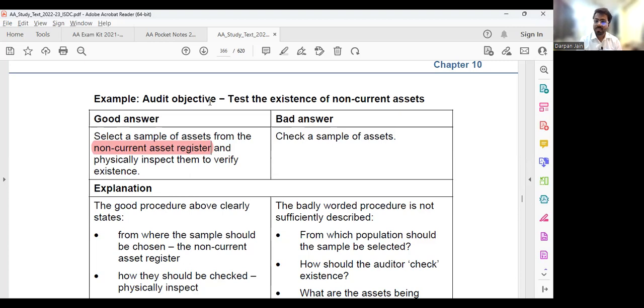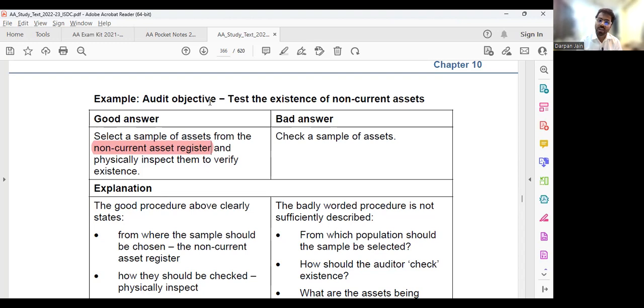See the bad answer? Check a sample of assets. For that, will you get any marks? Can you write a procedure like that? Check a sample of assets. No, it's very vague. It's not descriptive at all. It's extremely vague. If you write check a sample of assets, you're obviously not going to get any marks for that.